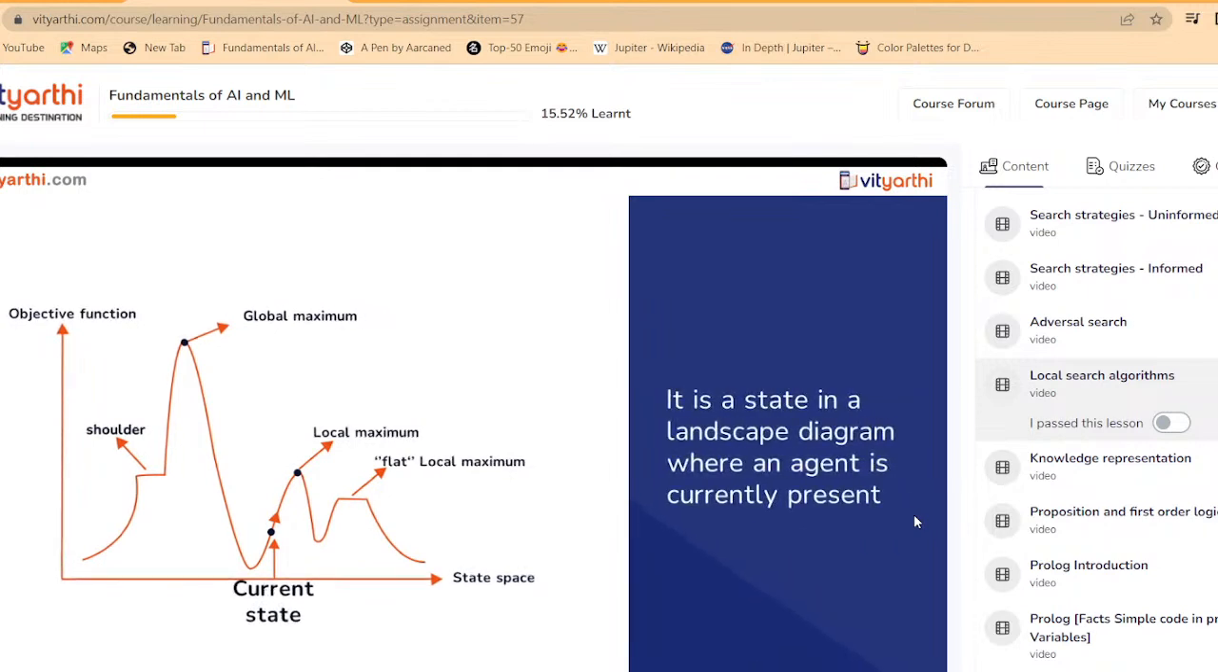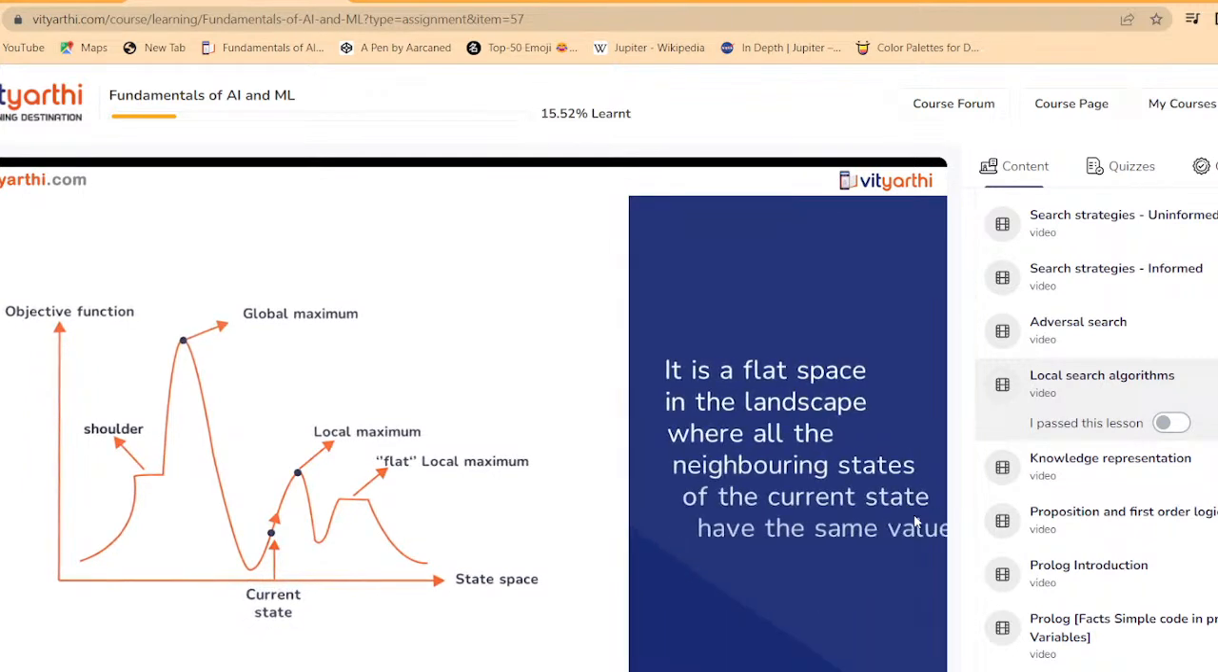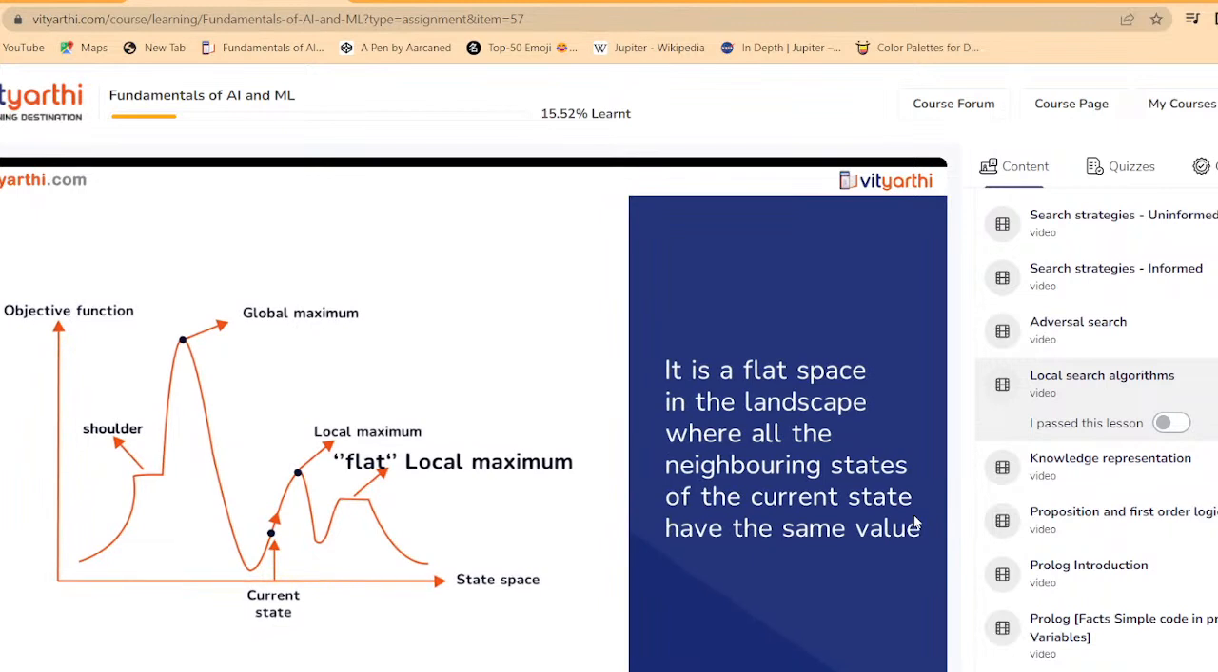The third one is the current state. It is a state in a landscape diagram where an agent is currently present. The last one is flat local maximum. It is a flat space in the landscape where all the neighboring states of the current state have the same value.